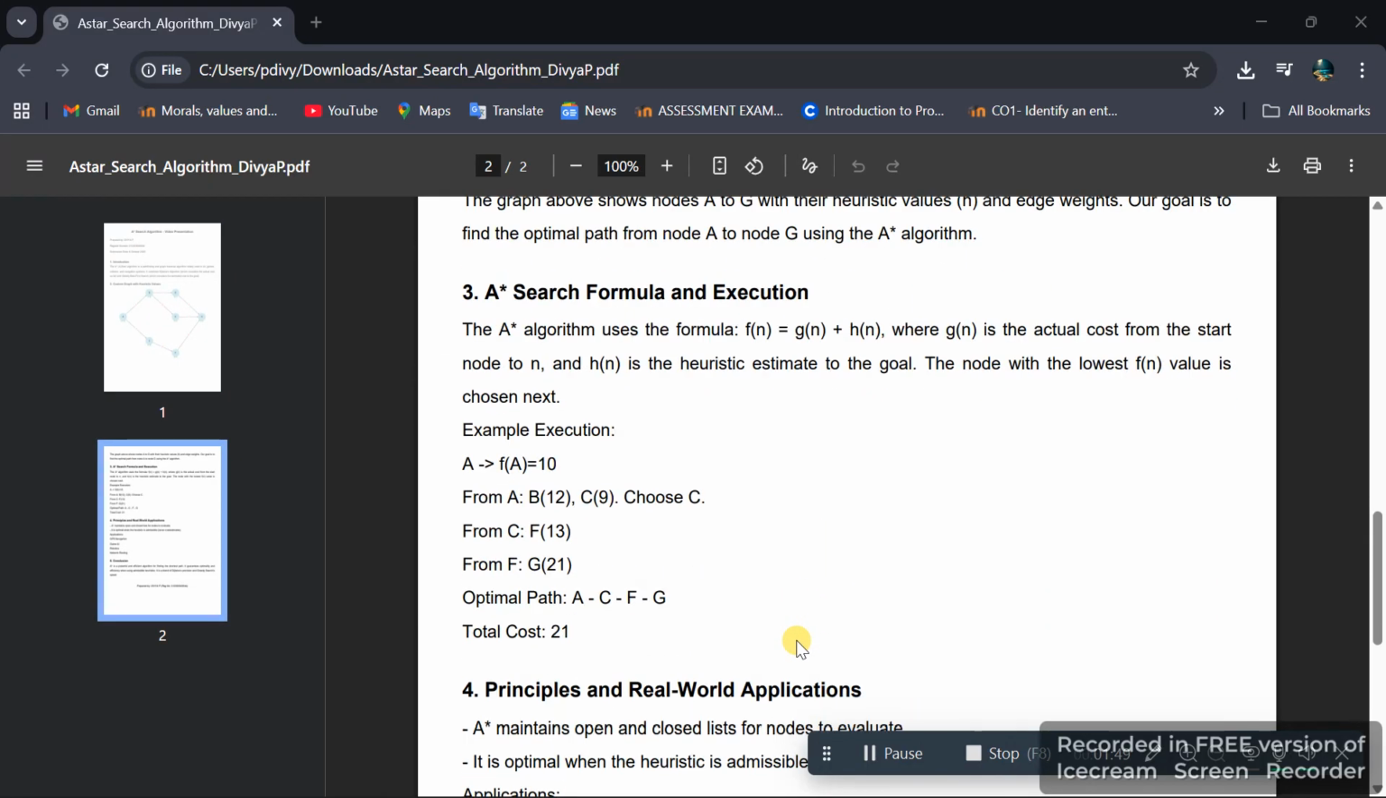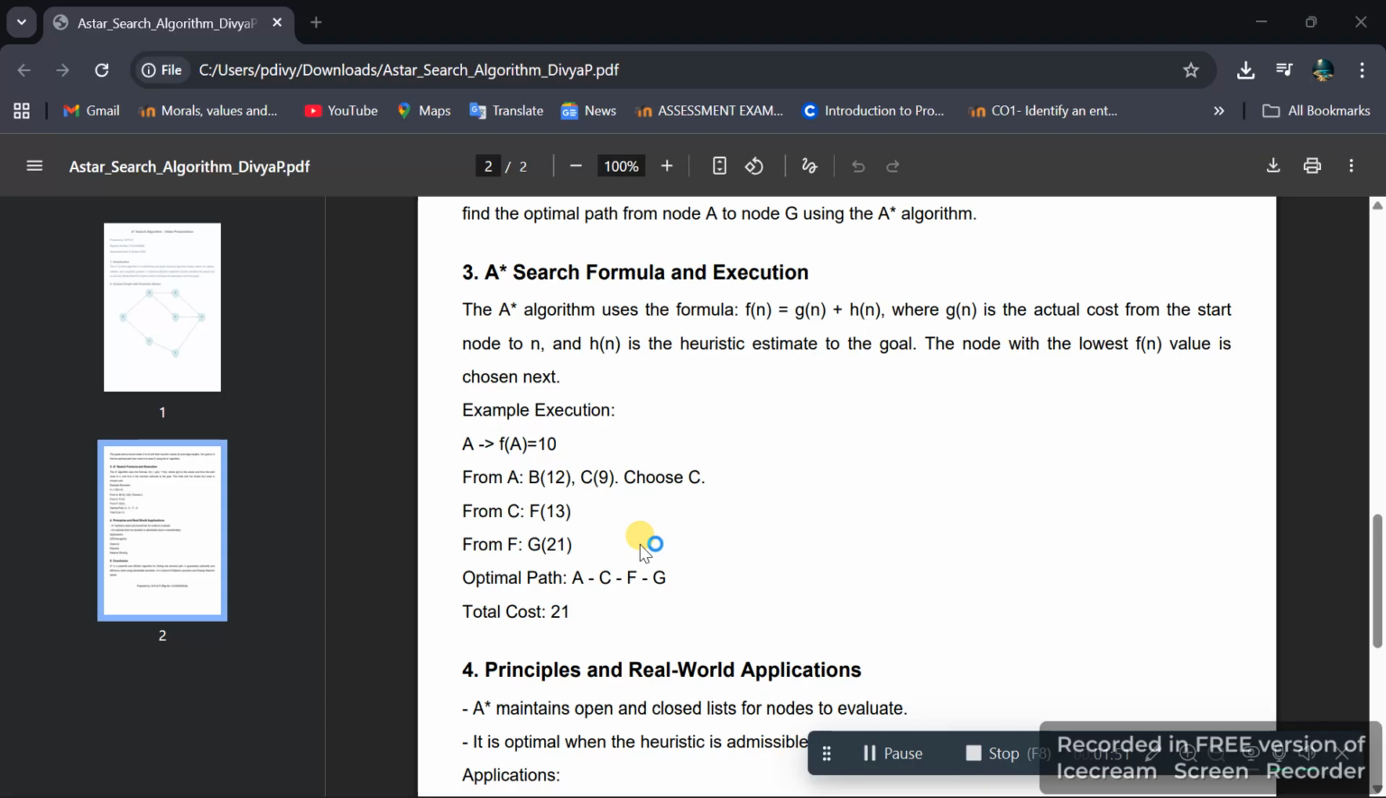The f value becomes, for B, g = 4, h = 8, and f = 12. And for C, g = 3, h = 6, f = 9. Since C has the smaller f value, we move to C. From C, we can go to F with a cost of 10. So f(F) = g of 3 plus 10, plus h of 5, which is 18.